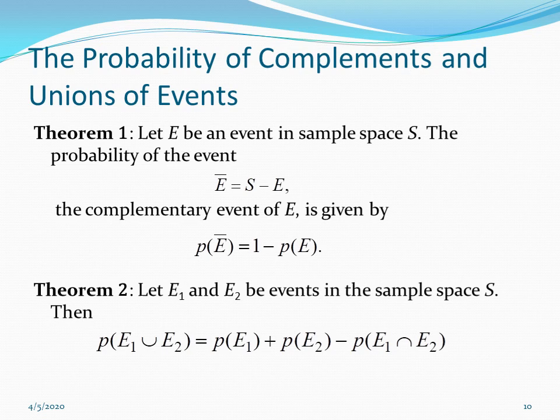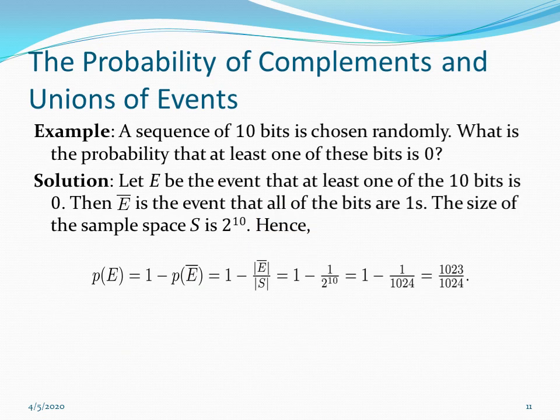Of course, if the two events are disjoint, if they don't have anything in common, then the probability of the union of the two events is just the sum of the probability of the two events. Let's see how we can apply this rule. The relationship between the probability of an event and its complement is a useful formula to calculate the probability in some cases. Let's do an example that uses that formula.